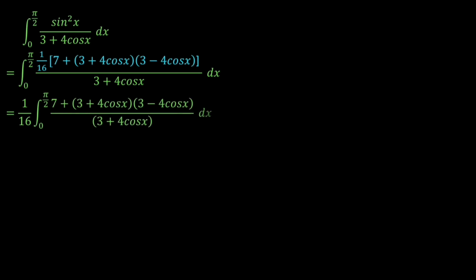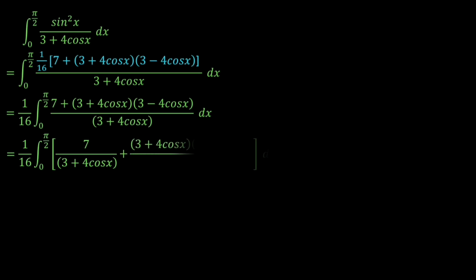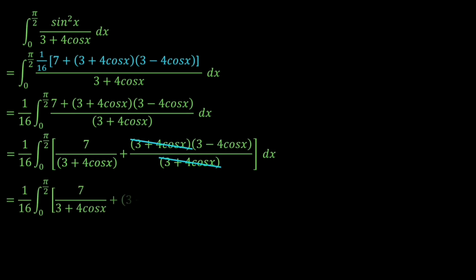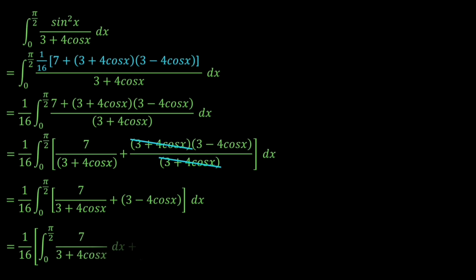After that, we can divide the numerator terms by the denominator separately. First one, 7 over 3 plus 4 cos x. Second one, (3 plus 4 cos x) into (3 minus 4 cos x) over 3 plus 4 cos x. Now we can cancel out the numerator 3 plus 4 cos x and the denominator 3 plus 4 cos x. After that, we can take the integral sign separately. First one, 7 over 3 plus 4 cos x. Second one, integral 3. Third one, integral 4 cos x.